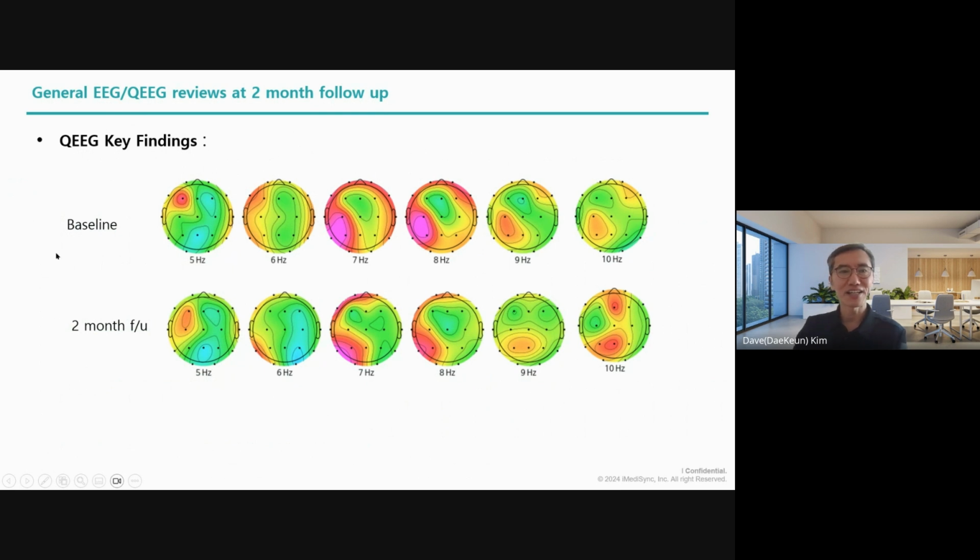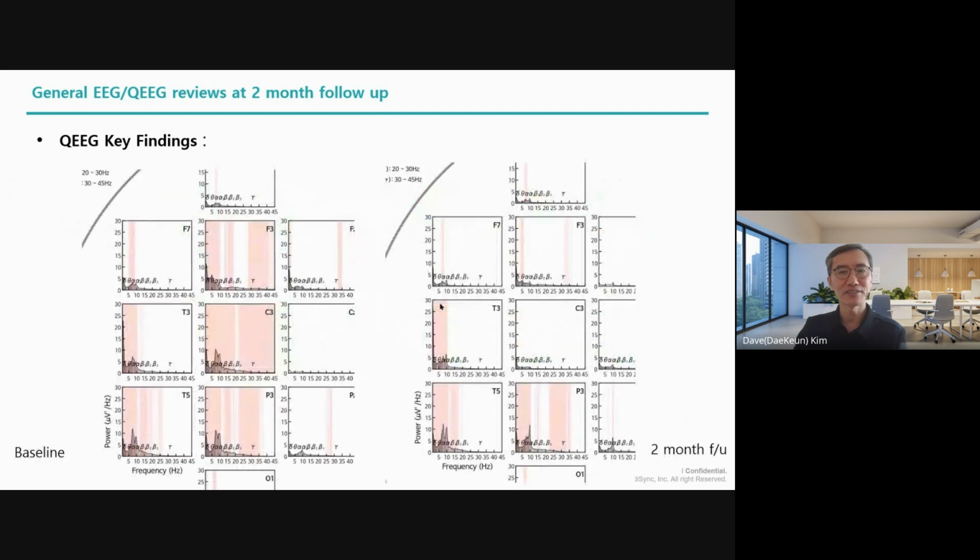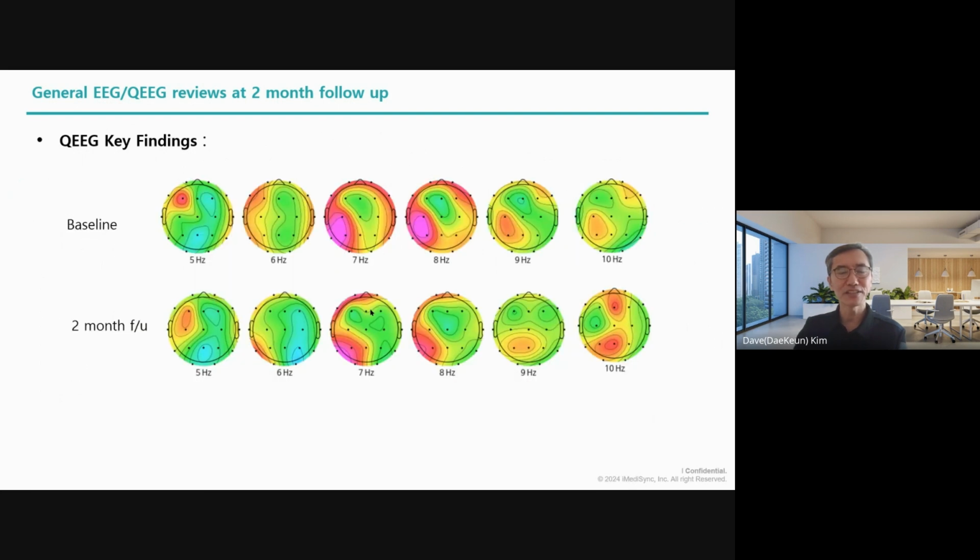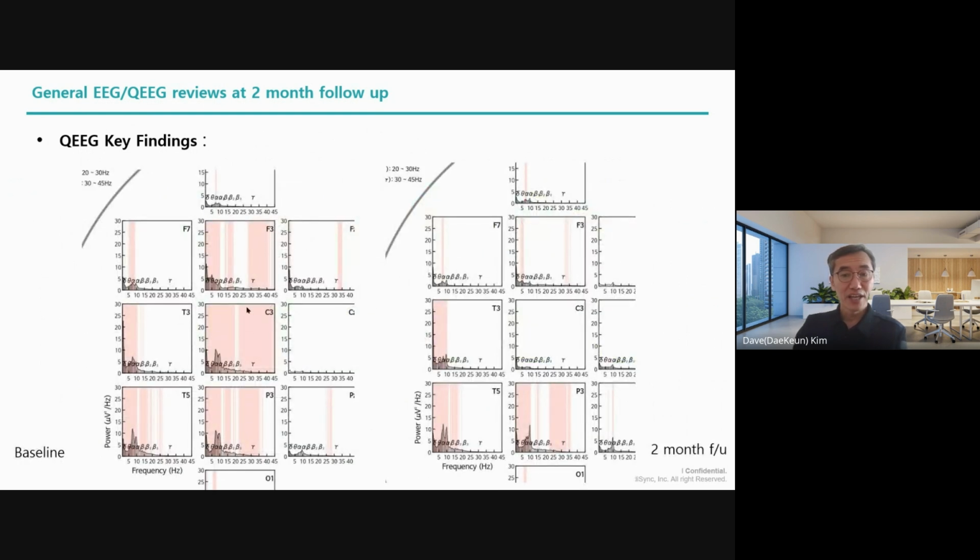We can see this kind of change in the QEEG, and at the same time we can see the improvement in his language. Even before the PBM, the patient had 2 years of speech rehabilitation, but the speech therapy was not showing improvement, whereas the photobiomodulation made bigger changes.